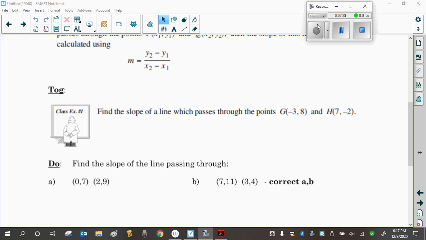Okay, it's go time with some new questions. This is the slope formula: y2 subtract y1 over x2 subtract x1. Again, I'll provide it for you, but you have to know how to use it.